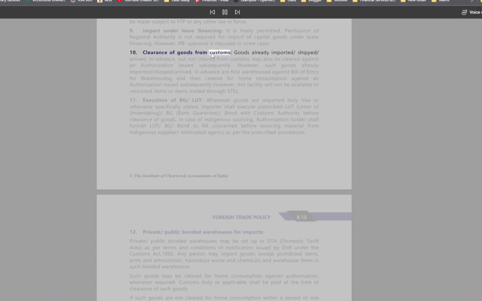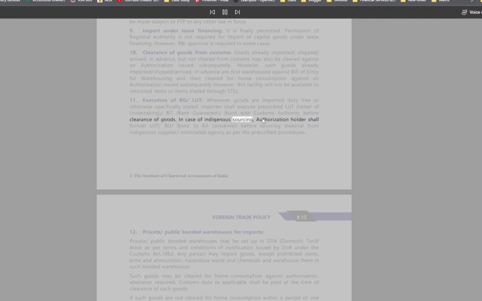10. Clearance of goods from customs. Goods already imported/shipped/arrived in advance, but not cleared from customs, may also be cleared against an authorization issued subsequently. However, such goods are first warehoused against a bill of entry for warehousing and then cleared for home consumption against an authorization issued subsequently. However, this facility will not be available to restricted items or items traded through STEs. 11. Execution of BG/LUT. Whenever goods are imported duty-free or otherwise specifically stated, the importer shall execute the prescribed LUT, letter of undertaking/BG, bank guarantee/bond with the customs authority before clearance of goods.